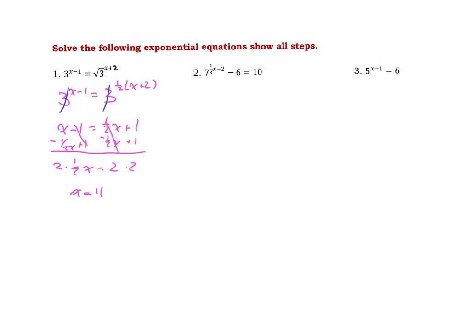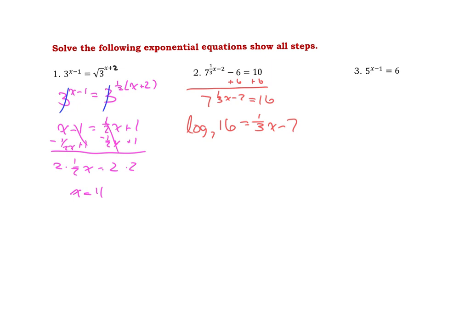Okay, this next one, I have an exponent. It's only on one side, so I'm going to isolate. So I'm going to start by getting rid of that minus 6 by adding 6 to both sides. 7 raised up to the 1/3 x minus 2 equals 16. Now I'm going to rewrite this in log form. So remember, the base stays the same. The 16 comes to this side, and now I write that equation.